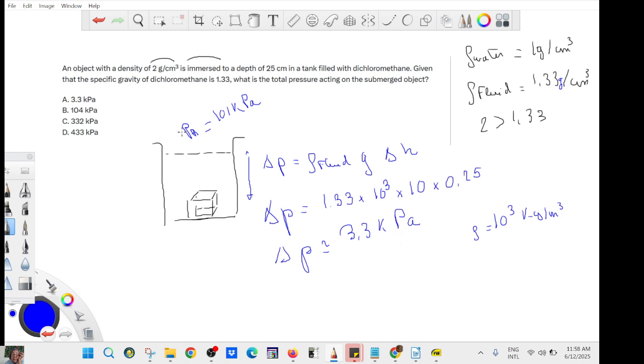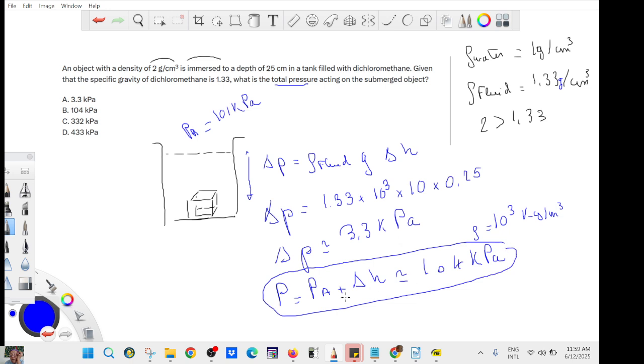But they say the total pressure, so it means the absolute pressure. So it means this pressure plus that one. That was the trick here. So the pressure will be the atmospheric pressure plus your hydrostatic pressure, so it's going to be about 104 kilopascal, because you need to add the atmospheric pressure. Right?